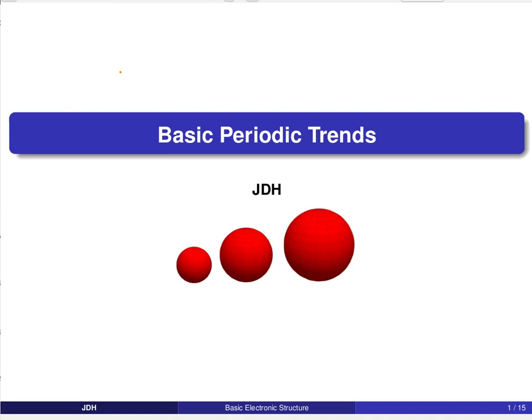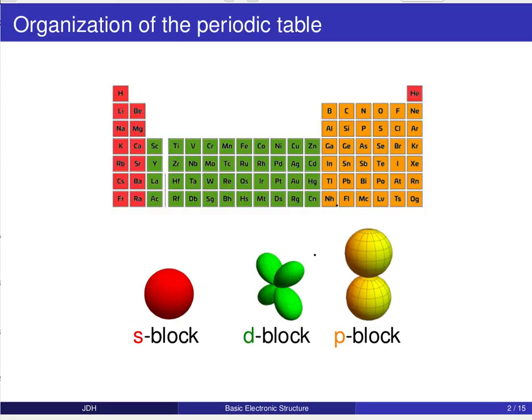Hi guys, in this video we are going to look at some trends in atomic properties that can be viewed when we're looking at the structure and organization of the periodic table. Now, at the end of the previous lecture, when we were looking at electron configurations, we already got a feel for the reason behind some of the structuring in the periodic table.